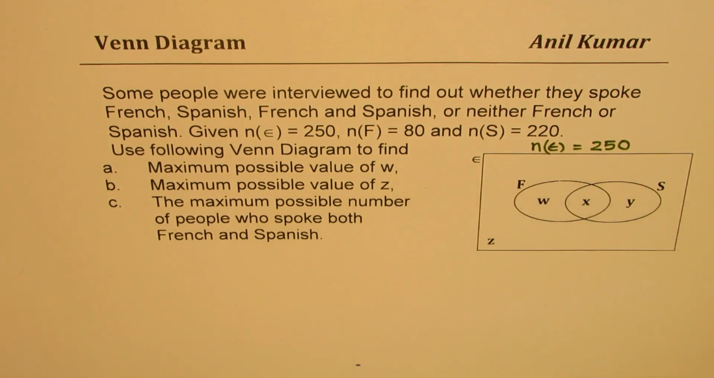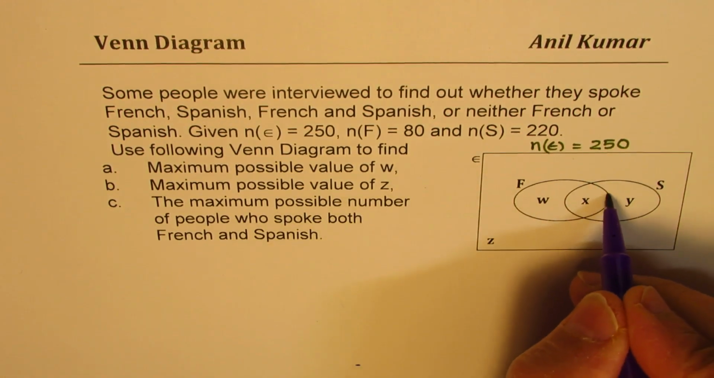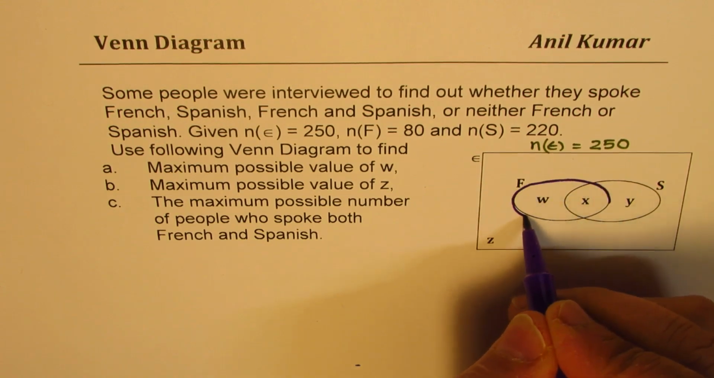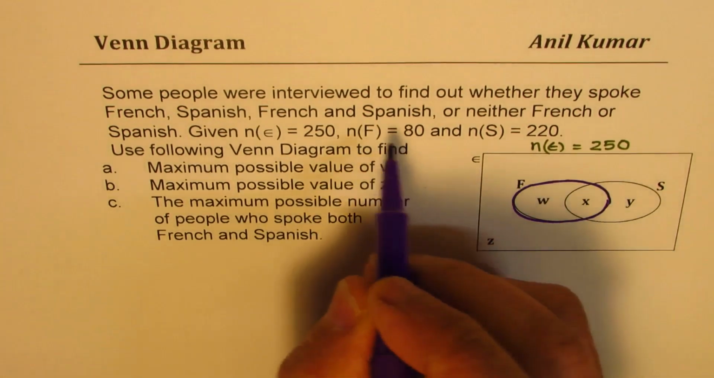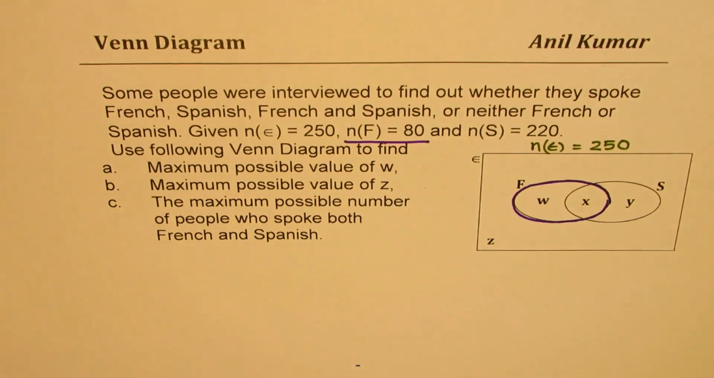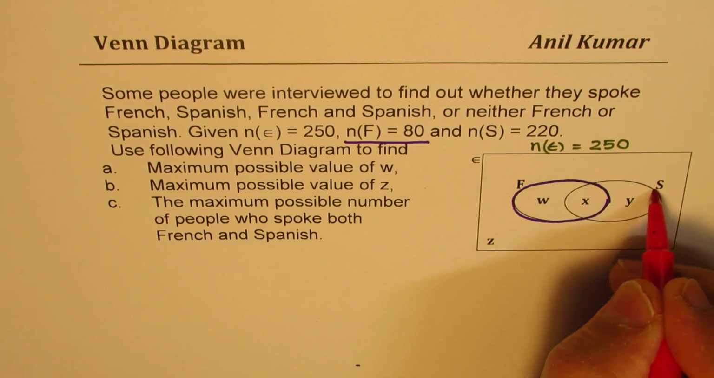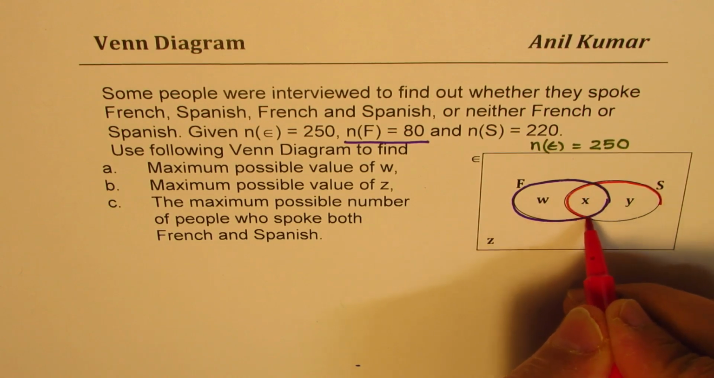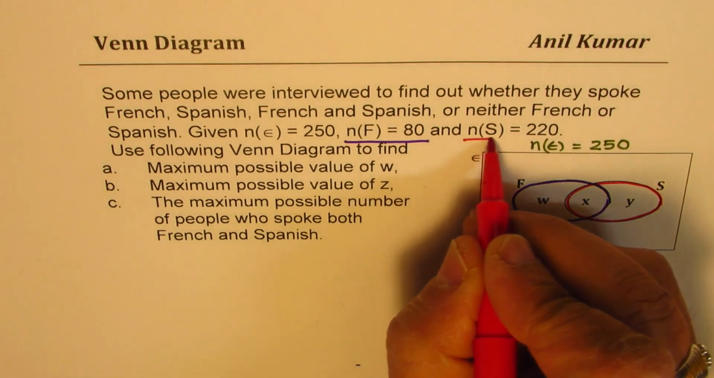So let me make a color code here. So this is French speaking. So this is 80 for us, and the group which is Spanish speaking. Okay, let's give it a color which is bright red. So that is Spanish for us.